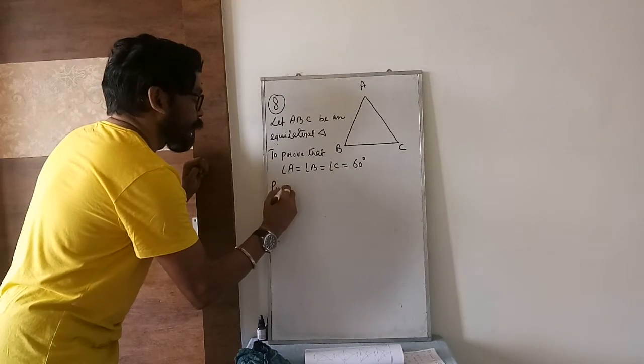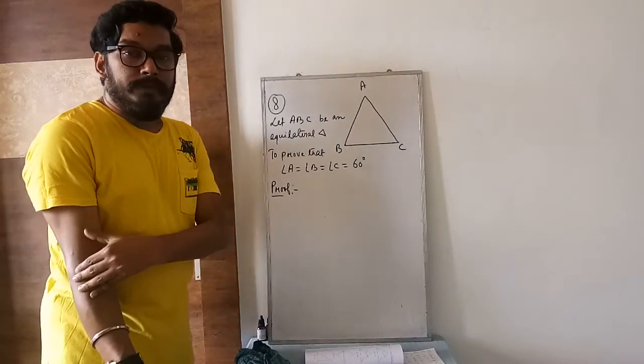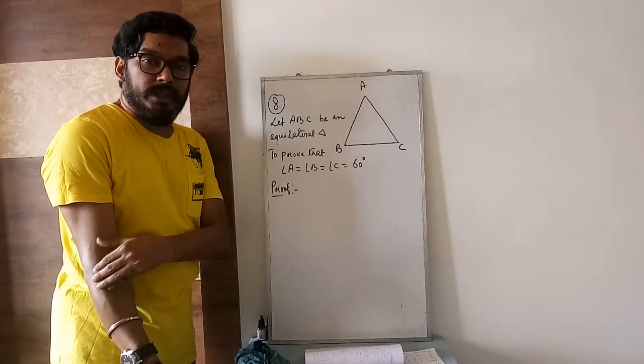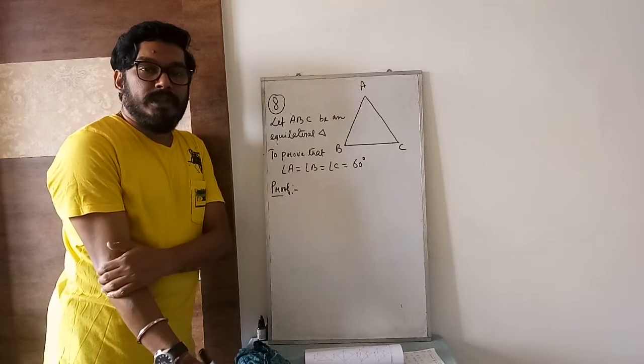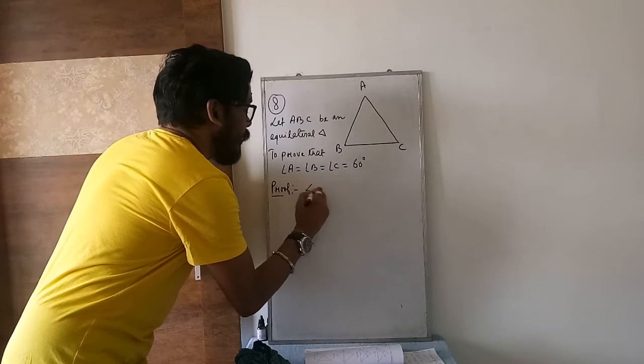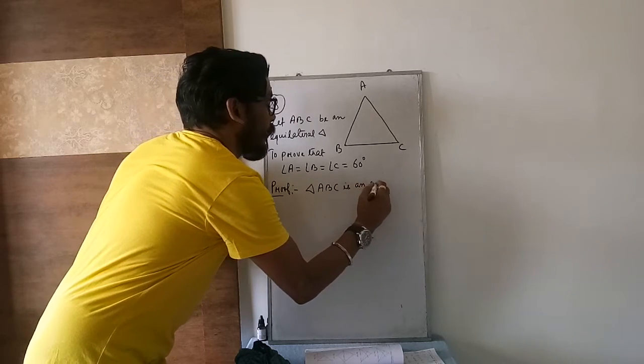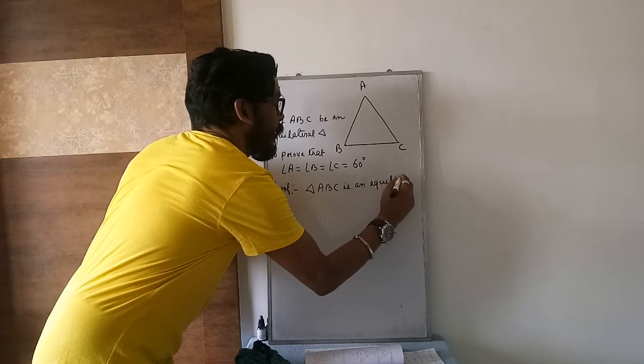Now the proof. ABC is what type of triangle? Equilateral triangle. And what is the definition of an equilateral triangle? All the sides are equal. So you write: triangle ABC is an equilateral triangle.